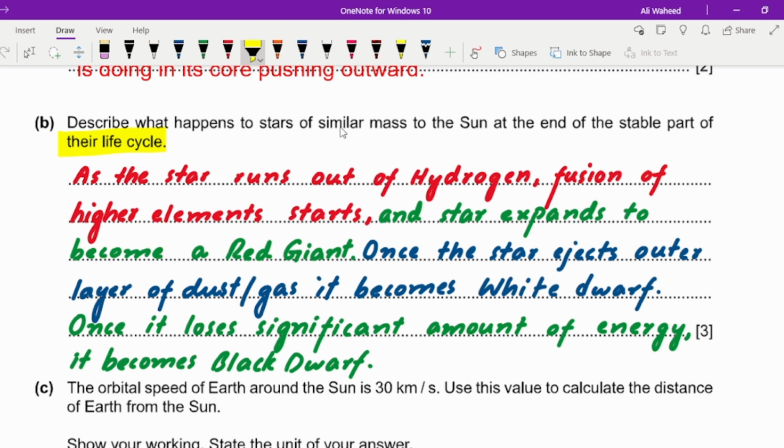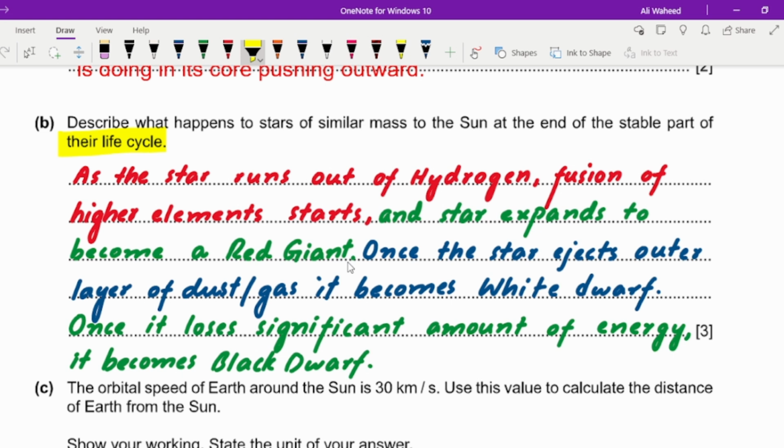So the star would expand. It would become a red giant. If it were many times bigger than the sun, it would become a red supergiant. But for stars the size of the sun, they become a red giant.